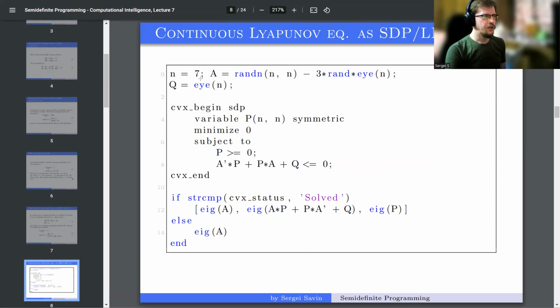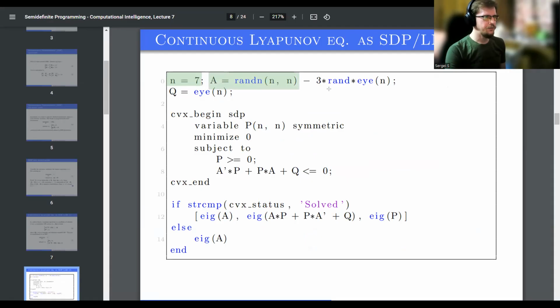So, for example, we have, let's say, a random system with a dimension 7 by 7. Notice the way I generate random systems here. Random systems are useful. You have to try to understand how they work in order to use them. They're very useful in testing your optimization programs.